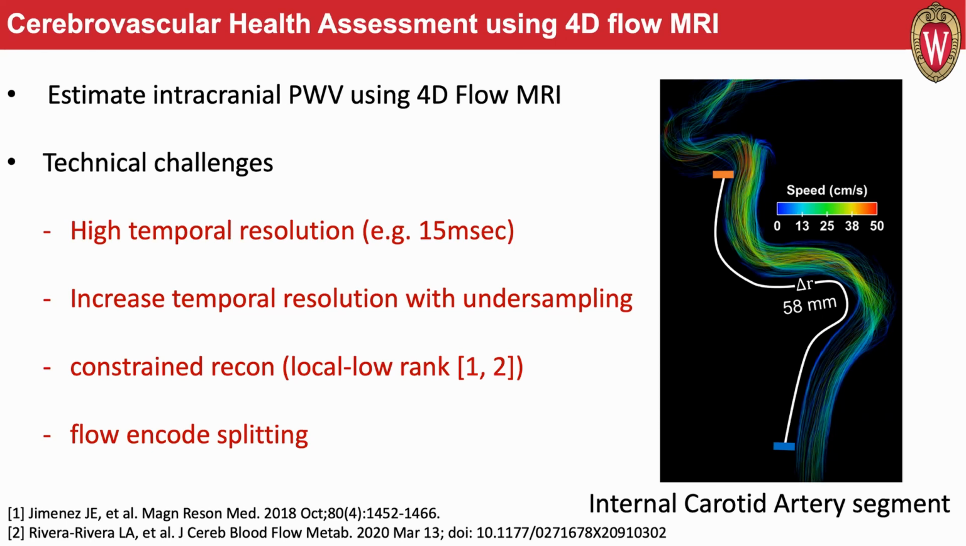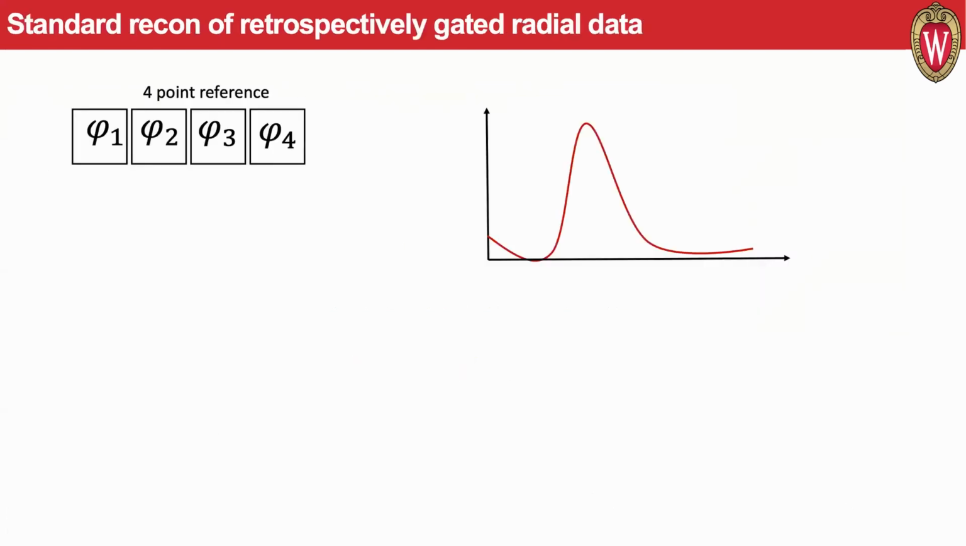To alleviate these problems, we can use constrained image reconstruction methods, such as local low rank, which have been shown to denoise highly undersampled data sets. And we can further push the theoretical temporal resolution limit by splitting the flow encodes during the reconstruction step. And what I mean by that is, here's a cartoonish representation of how this reconstruction combined with flow encode splitting will help generate artifact-free images.